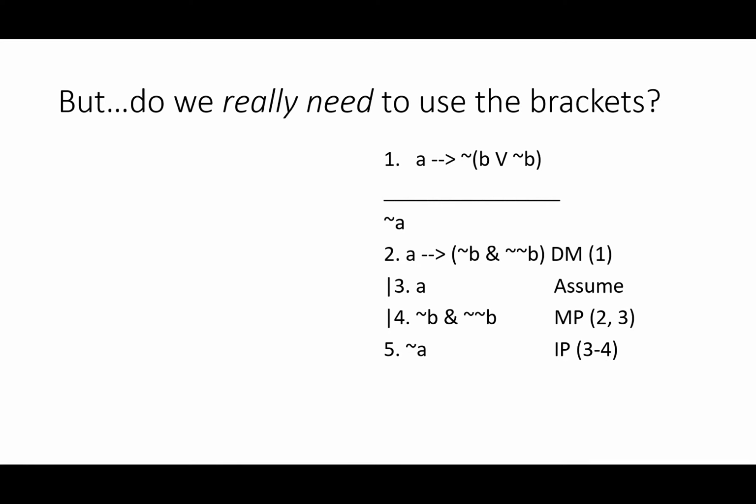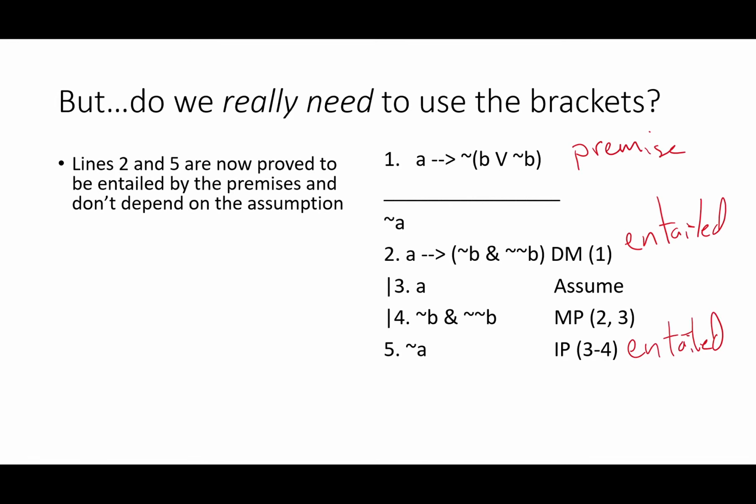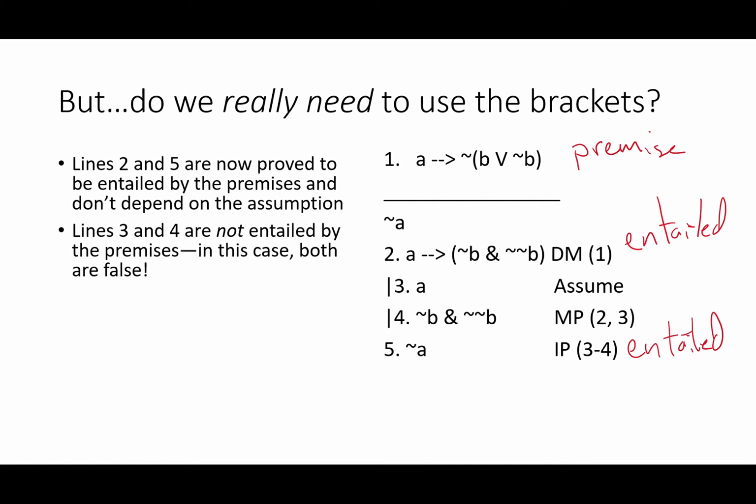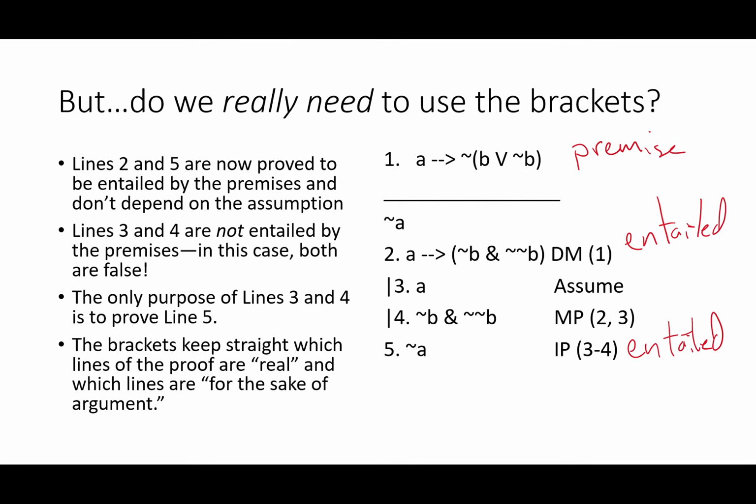Okay, but do we really need to use the brackets? Yes. Lines 2 and 5 are now proved to be entailed by the premises. They don't depend on the assumption. But lines 3 and 4 are not entailed by the premises. And in this case, they're both false. The only purpose of lines 3 and 4 is to prove line 5. The brackets help us keep straight which lines of the proof are real and which lines are just there for the sake of argument.